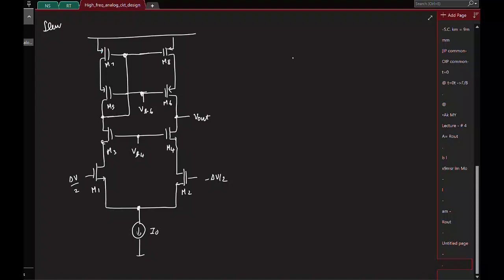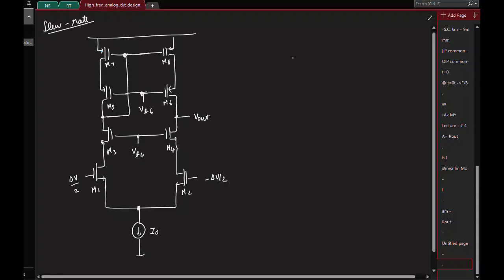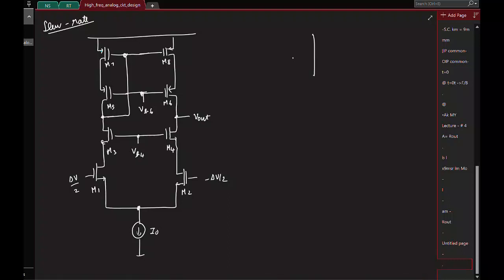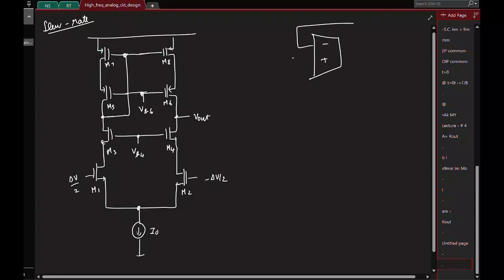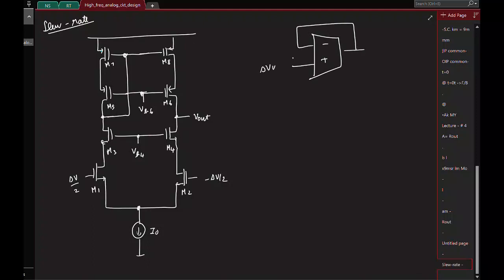So again, let's do slew rate. For slew rate, we'll consider that the op-amp is in feedback like this, and we apply a delta V u of t. Slew rate is basically the maximum rate at which the output can increase or reduce, and that maximum change happens at t equal to 0 plus, and at t equal to 0 plus the feedback is essentially not active. So it's as though we are applying this differential voltage directly. So I'll assume that between these two we apply a delta V.